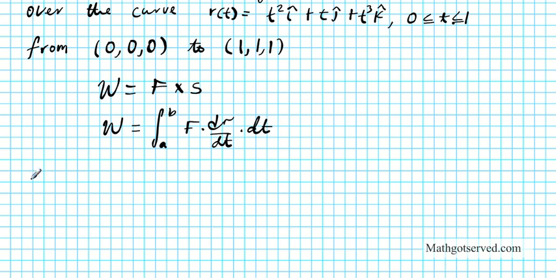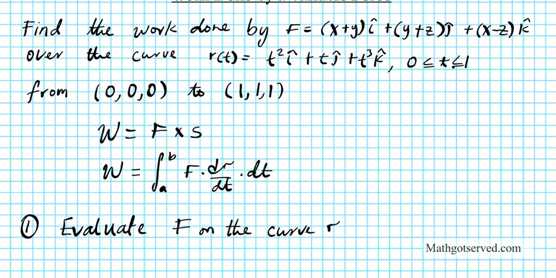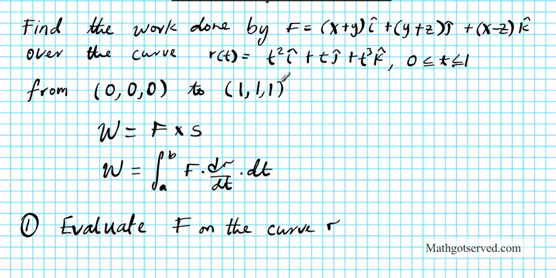All right, so step 1, what we're going to do is evaluate the variable force, evaluate F on the curve r. Okay, on the curve r. So how do we do that? Well, we're just going to keep track of what the x, y, and z values are along the position function, and we're going to substitute that into the force vector.